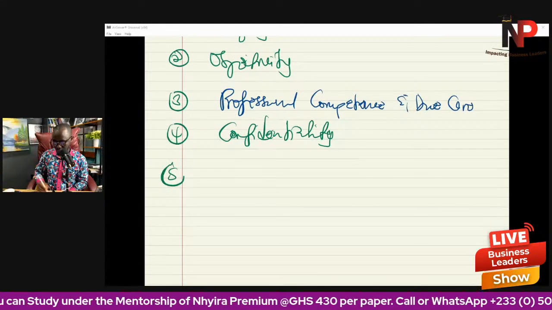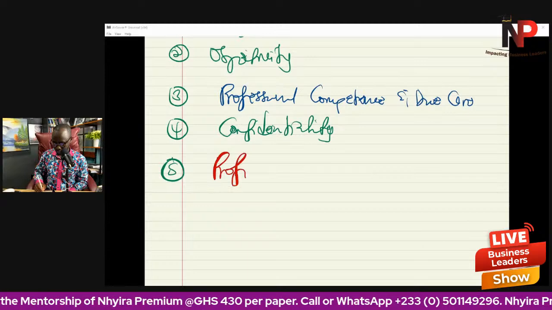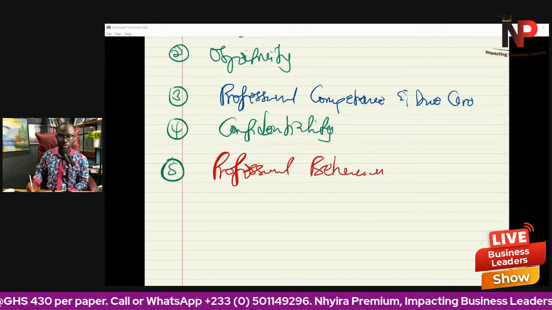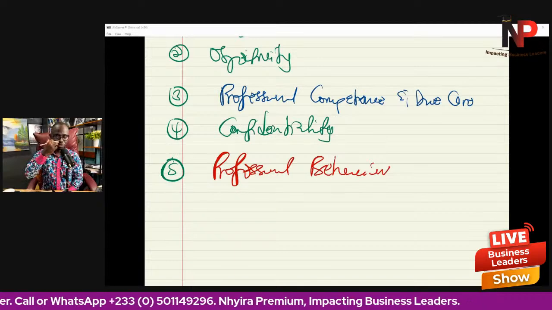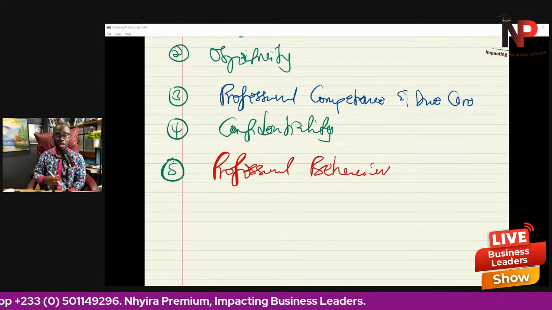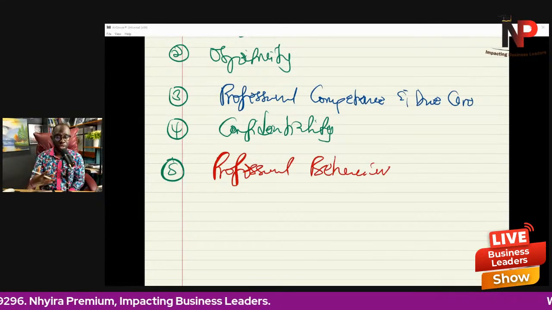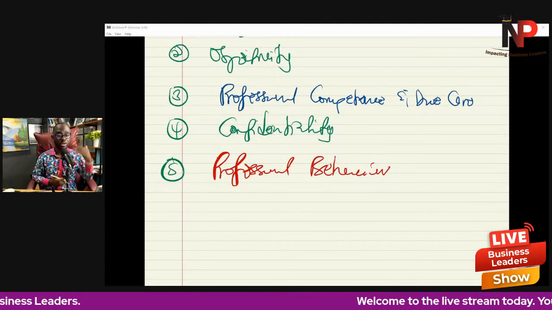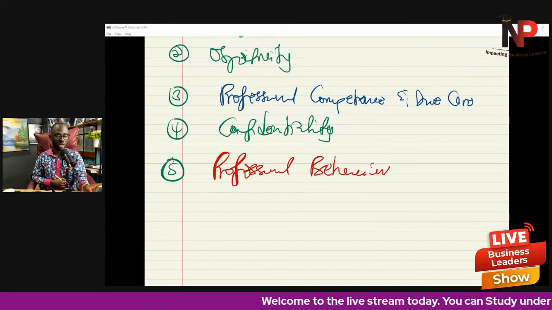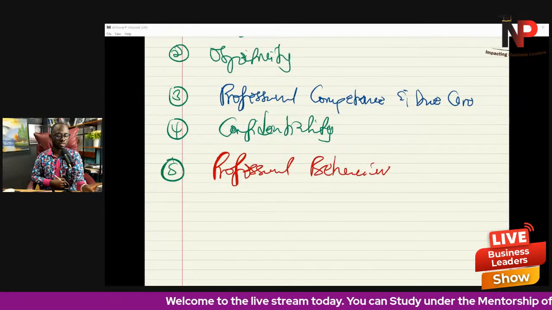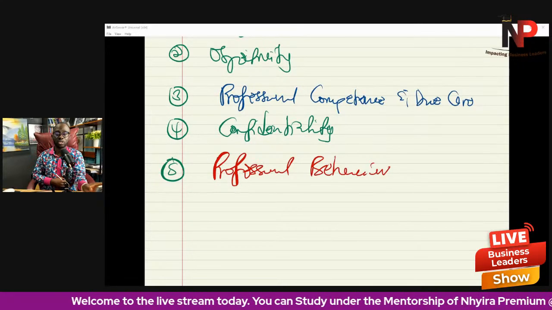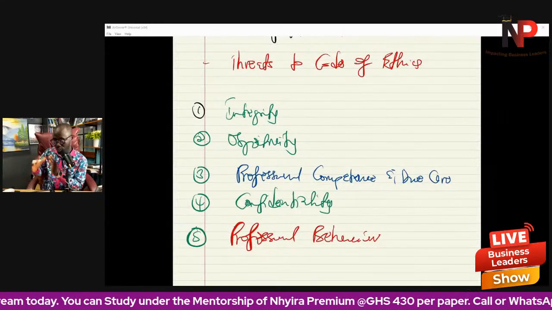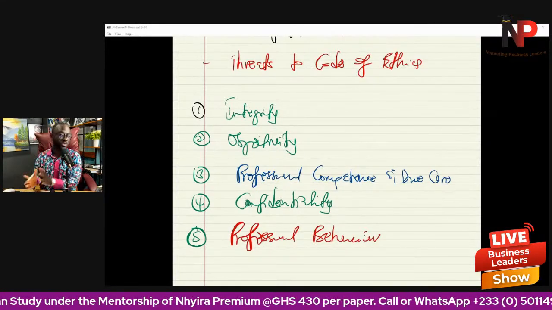Then the fifth one is professional behavior. This is ensuring that you adhere to the code of ethics generally and not do anything that brings discredit to the accountancy profession, making sure that you're adhering to everything that you are supposed to adhere to as a professional accountant. And overall, like I mentioned, doing the right thing. So these are the five codes of ethics. You must know them in detail and know everything about them.